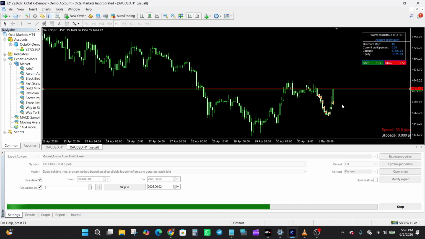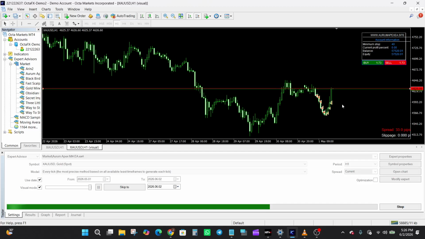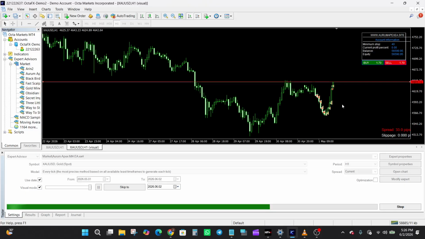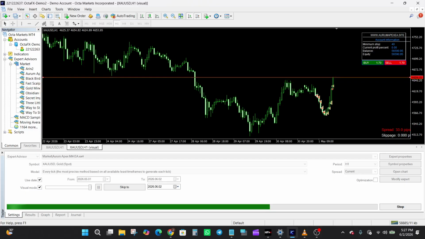So overall, the Aurum Apex EA is presented as an automated MT4 trading system focused on XAUUSD with predefined risk profiles, automatic lot adjustment, specified operating hours, and a high frequency trading approach. As with any automated system, independent testing remains an important part of the evaluation process.